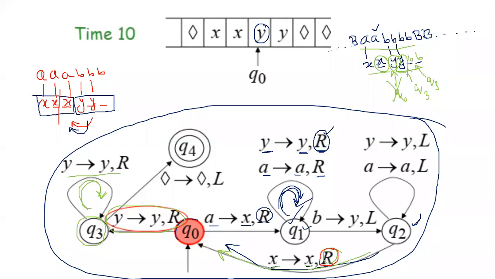And then what will happen? I will go towards right again. I will go on skipping these two Y and I will change this B to Y. Right? Up to this, is it clear? Yes, sir.